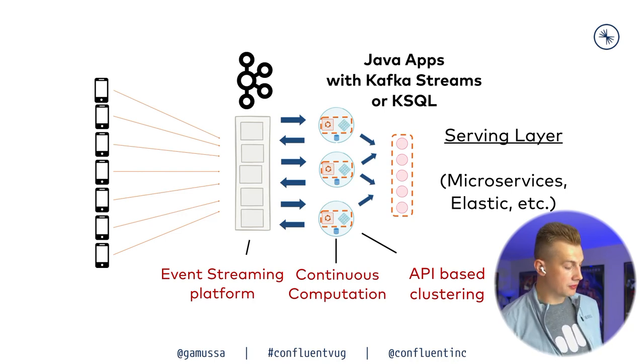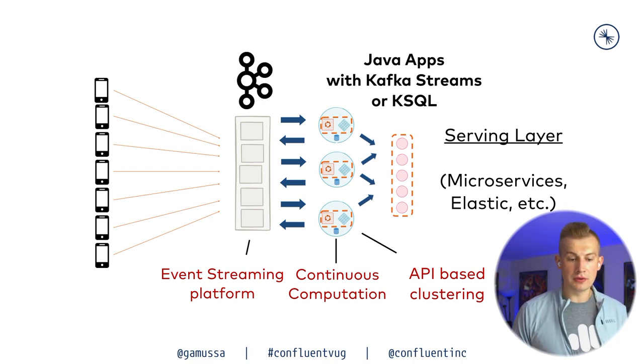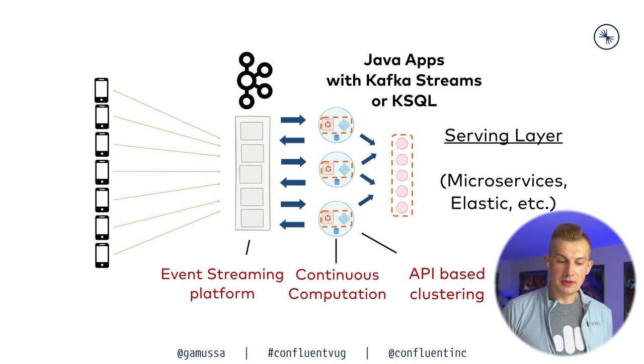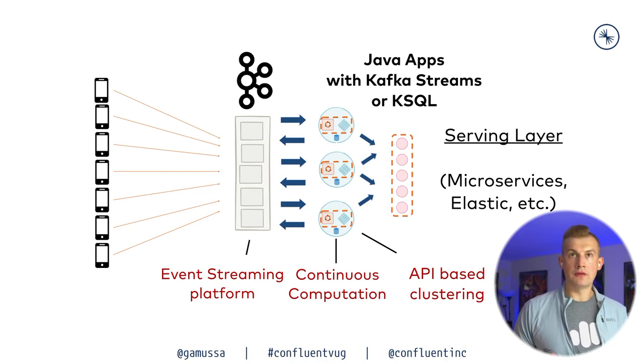And this continuous computation can be performed in multiple different tools. You can use tools like Spark Streaming. You can use tools like Kafka Streams. You can use tools like Flink, KSQL DB, and so far and so on. But today we're going to focus on Kafka Streams. Those tools that I just mentioned, they exist and you can use them.